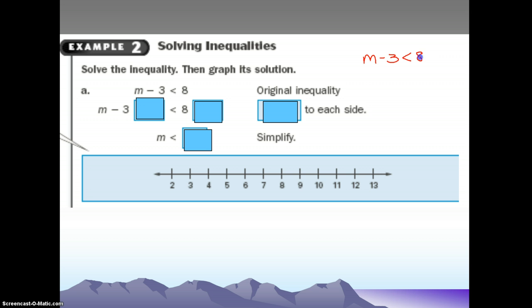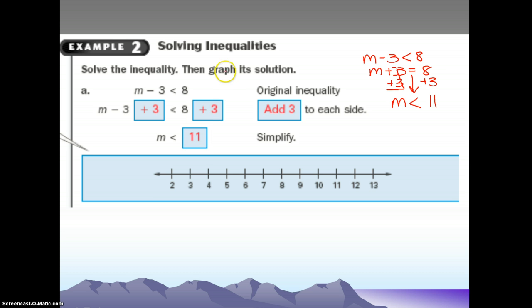Instead of having the inequality symbol, think of it just as an equation. This is subtracting 3, which we changed to adding a negative. So to get rid of the -3, we add the opposite to both sides. The only difference is, instead of the equal sign, I'm going to bring down my inequality. But it's solved the same as a one-step equation.